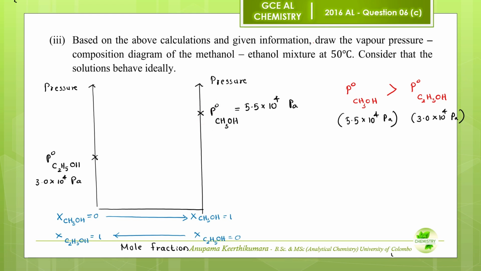Now we can complete the vapor pressure composition diagram. This indicates the total pressure, this is the partial pressure of methanol in the given mixtures, and this one is the partial pressure of ethanol in the given mixtures. This is the answer for question number 3.